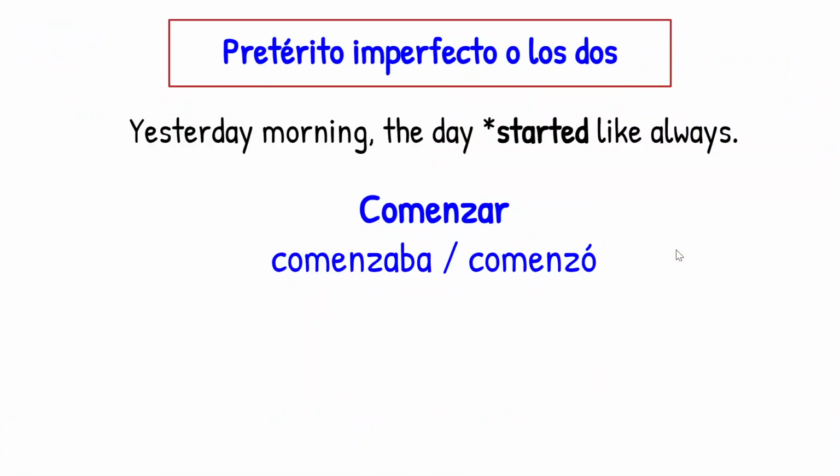All right, so I have my sentence in English, and the bolded word is your vocab word. We need to decide if we're going to use the imperfect or the preterite. Yesterday morning, the day started like always. The verb started is comenzar.